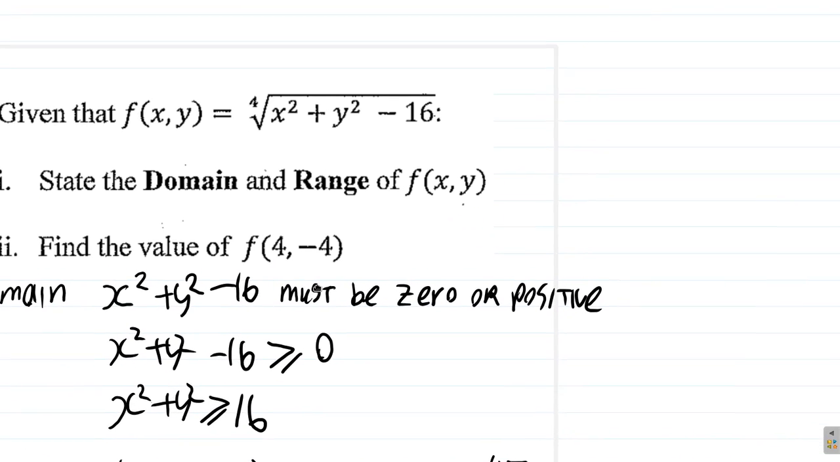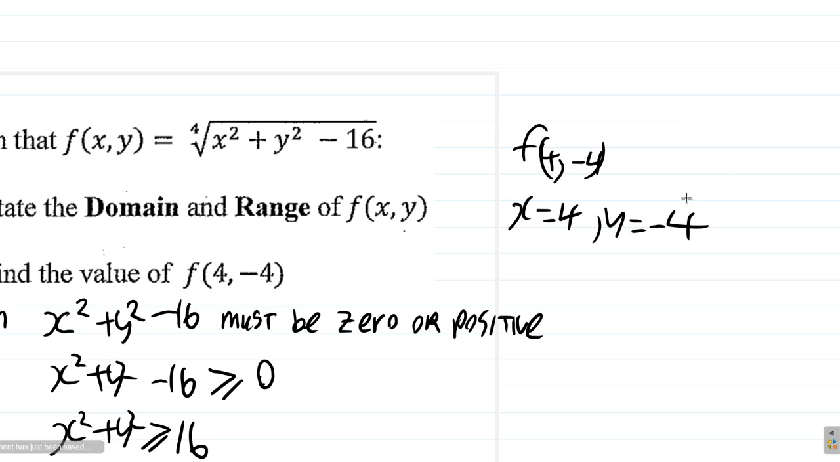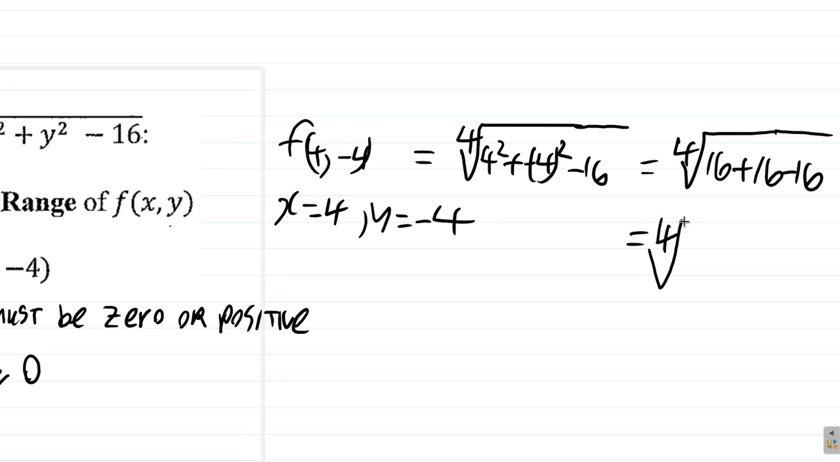Let's say f of 4, negative 4. Let's see how that goes. f of 4, negative 4 means that x is equal to 4 and y is equal to negative 4. It's going to be the fourth root of 4 squared plus negative 4 squared minus 16. So this is the fourth root of 16 plus 16 minus 16. It's going to be the fourth root of 16, so this part is gone.